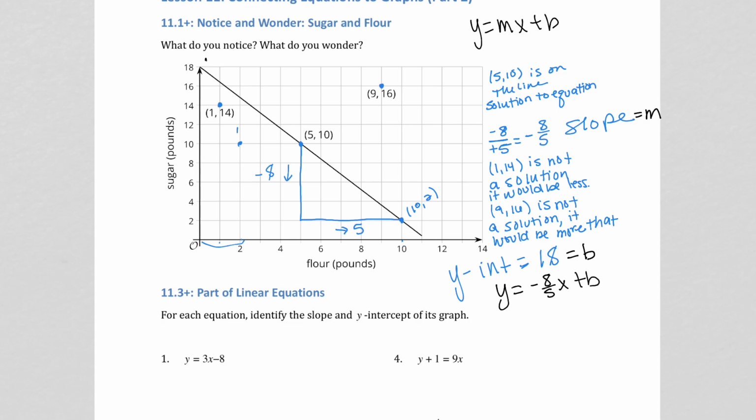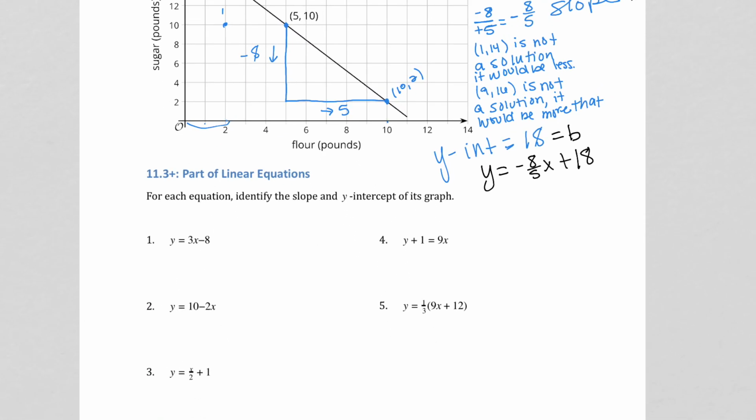So that's what this line up here represents. So y equals negative 8/5 x plus 18. Let's change that to be our number. Okay, so down here on number 1, I'm going to put m and I'm going to put b. So m is my slope. My y-intercept is b. So what is my slope in equation 1?